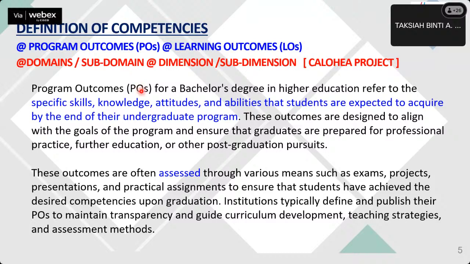A basic definition of program outcome, or you can call it competency, in a bachelor degree in higher education, refers to the specific skills, knowledge, attitudes, and abilities that students are expected to acquire by the end of their undergraduate program. These outcomes are designed to align with the goals of the programs, because we have our vision and mission of the university and the program, and we ensure that graduates are prepared for professional practice if your program is professional, further education and other postgraduate pursuits.